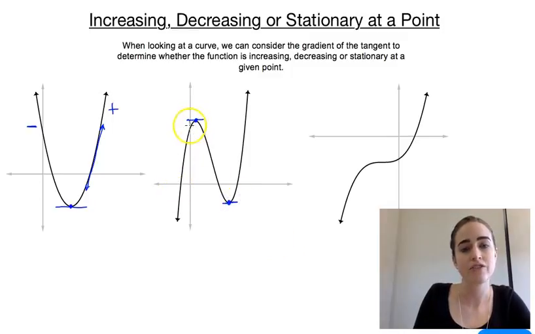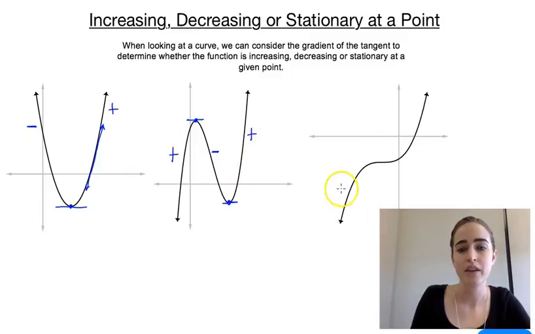This bit over here, the gradient of any tangent we drew to the curve in this section would be positive, so our curve is increasing here. In this section here, between our two stationary points, our curve is decreasing. And on this right-hand side bit here, we can see that our curve is increasing again.